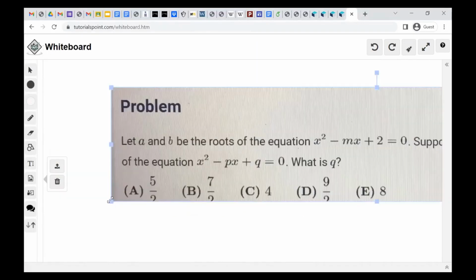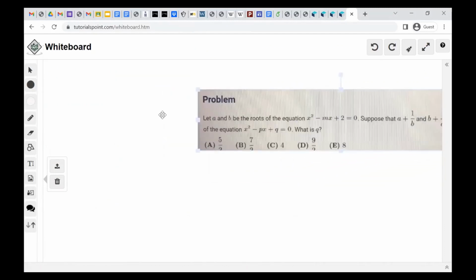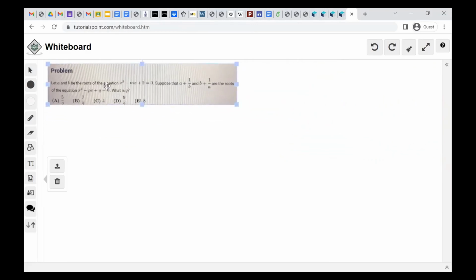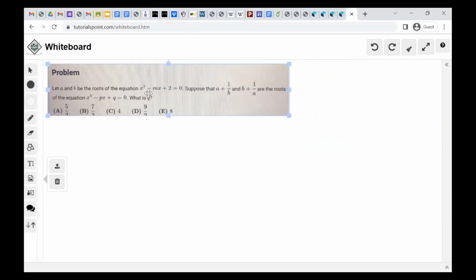So this is an AMC problem. We have a and b, which are the roots of the equation x squared minus mx plus 2 equals 0, and a plus 1 over b and b plus 1 over a are the roots of x squared minus px plus q. So what is q? Well, this problem is pretty basic. It's a straightforward application of Vieta's formulas. In a quadratic polynomial, q is equal to the product of the roots of this polynomial.